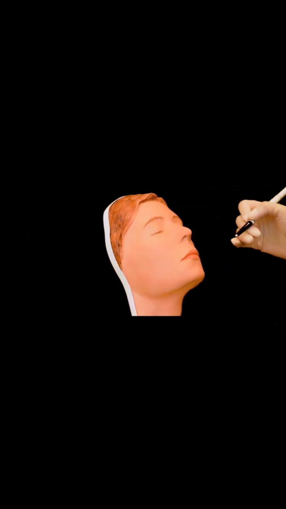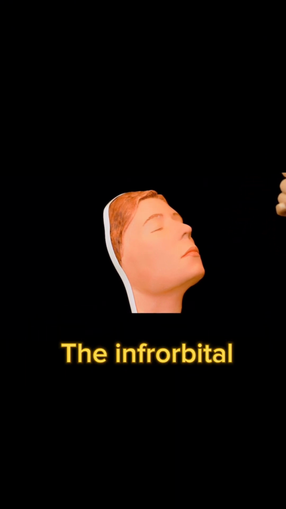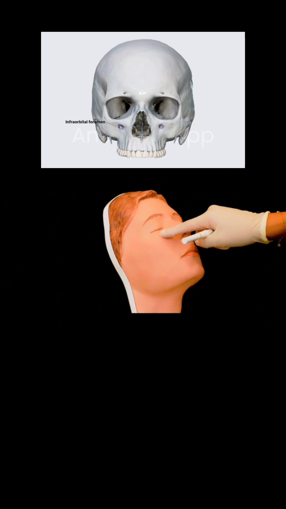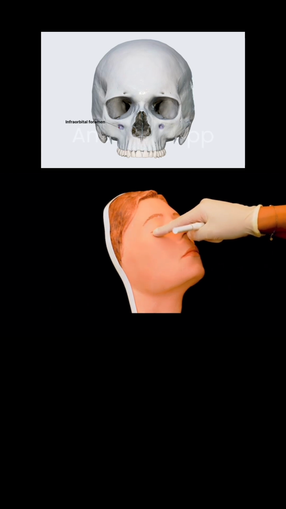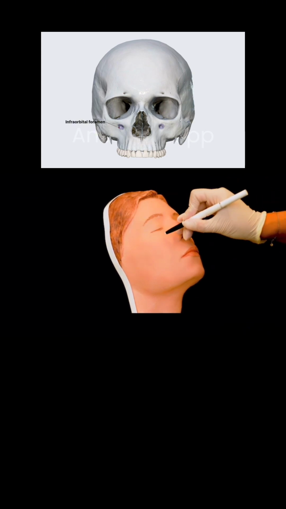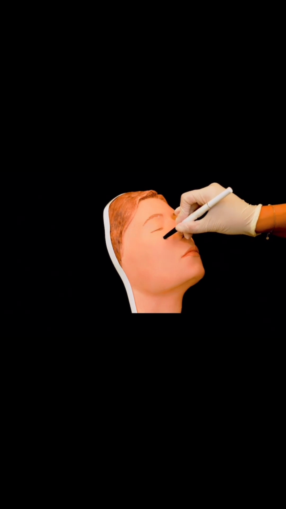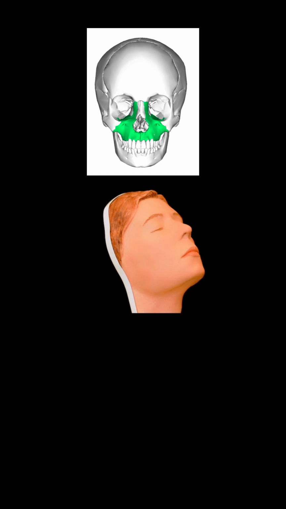We are going to talk about the infraorbital foramen. The infraorbital foramen is located around 1 centimeter below the orbital rim. Try to palpate the orbital rim in the mid-pupillary line. 1 centimeter below, the infraorbital foramen is located. It is found in the maxillary bone. It transmits the infraorbital vessels and nerve.